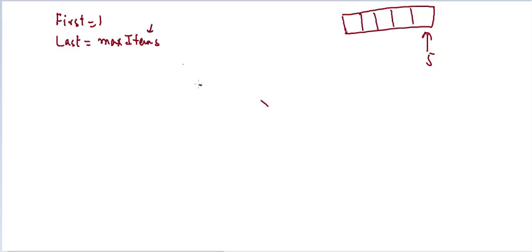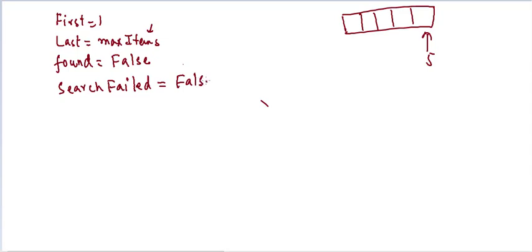Now let's use a few Boolean variables. Let's say found. If the search item has been found, we are going to use a Boolean for that. Let's initially set this to false. Let's also use another Boolean variable, which is search failed. This basically means we were searching for a value through the array, we searched the entire array and the item was not found. Initially we are going to set this to false, because we have not searched the array as yet, search failed equals false.